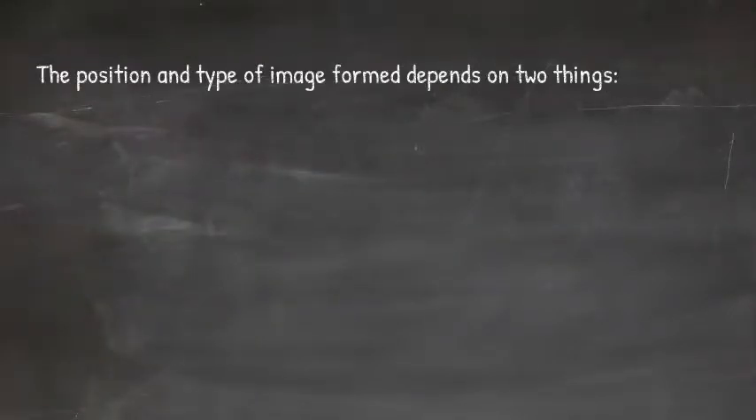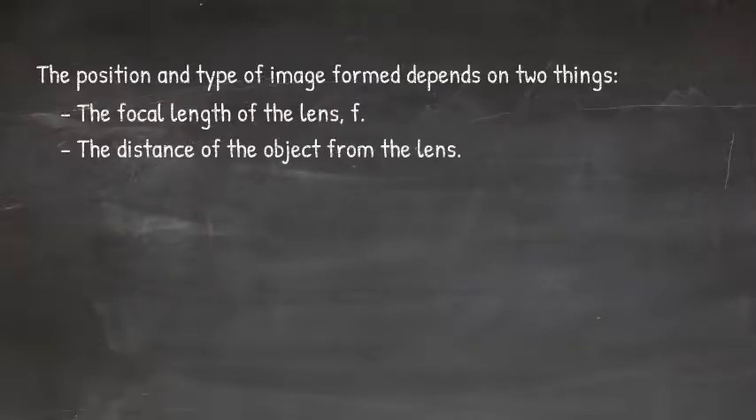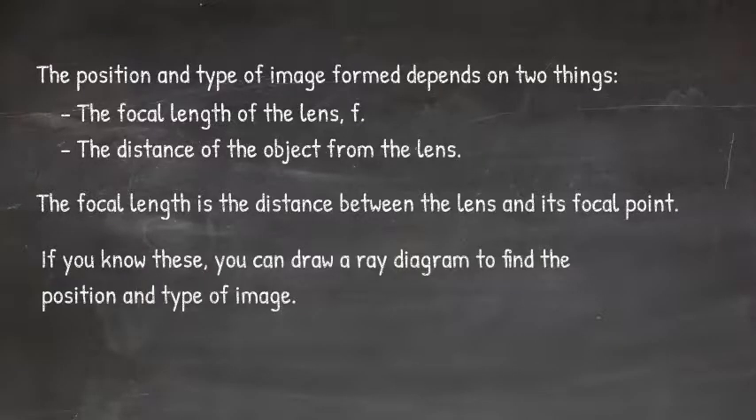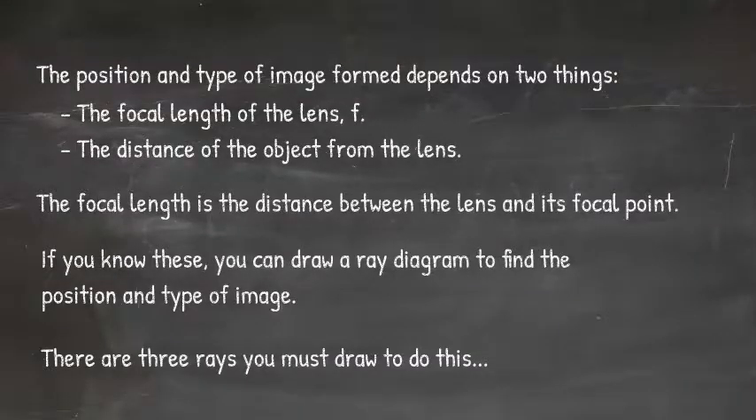The position and type of image formed depends on two things: the focal length of the lens, F, and the distance of the object from the lens. The focal length is the distance between the lens and its focal point. If you know these, you can draw a ray diagram to find the position and type of image. There are three rays you must draw to do this.